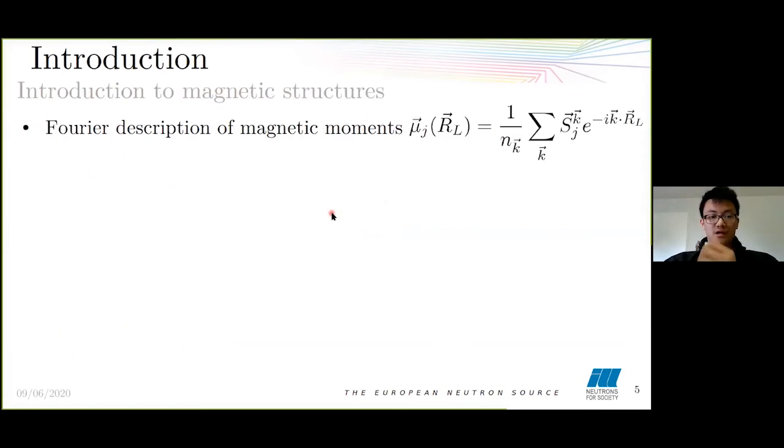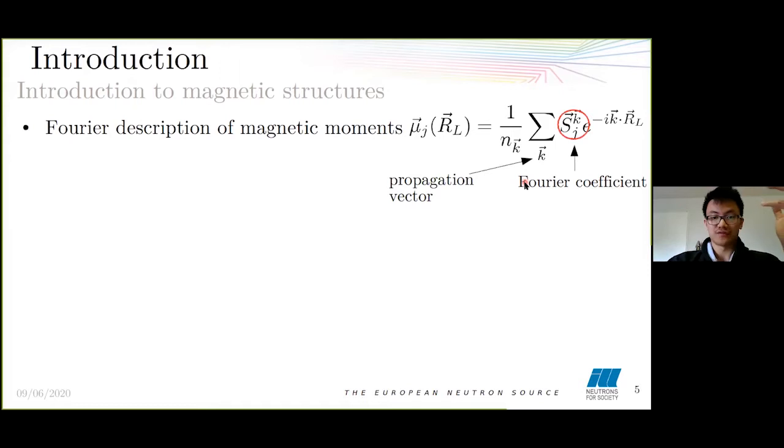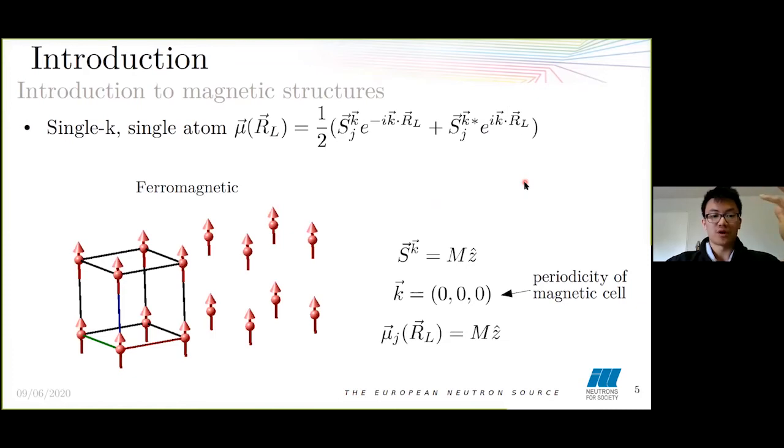So now let me give you an introduction to magnetic structures. If you consider the magnetic moment of an atom j at lattice vector R_l, you can describe this moment with a Fourier decomposition. So you do a sum over the propagation vectors, which describe the periodicity of the magnetic cells, the Fourier coefficients, which are giving the directions of the magnetic moment, and an exponential term. And in a simple case, you can have only one propagation vector. And if you consider only one atom, you can describe its moments by this formula.